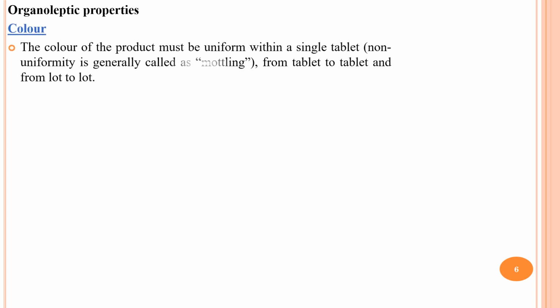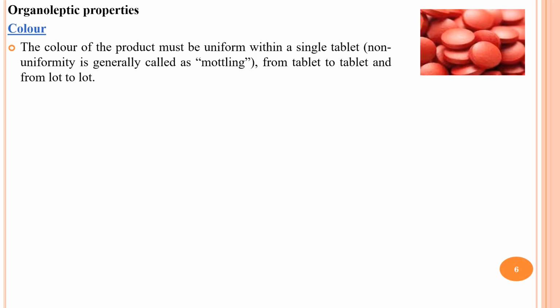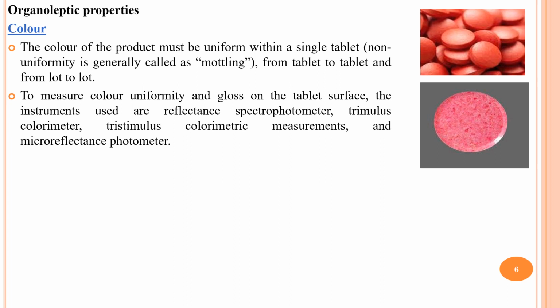The next property to be evaluated is the organoleptic properties, in which first one is the color. The color of the product must be uniform within a single tablet, from tablet to tablet and from lot to lot. The non-uniformity in color is generally called mottling. To measure the color uniformity and gloss on the tablet surface, the instruments used are reflectance spectrophotometer, tristimulus colorimeter, etc.